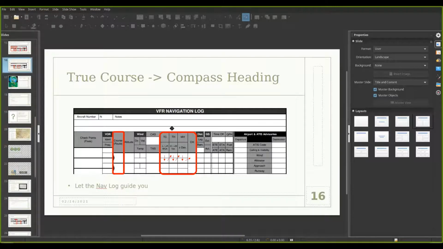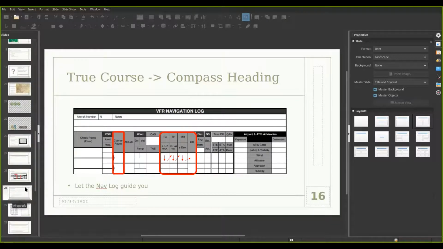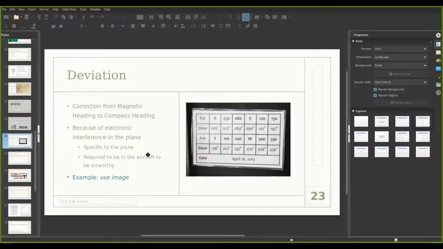You do need a placard in the aircraft telling you the deviation for the compass. Sometimes it is right up along the compass. Sometimes it is more of a placard in front of the pilot or co-pilot on the panel in front of you. But it does need to be in the aircraft. And as you can see, generally every 30 degrees, there's a correction. It'll tell you for due north, steer 005. There is a +5 degree error if you're flying 360.